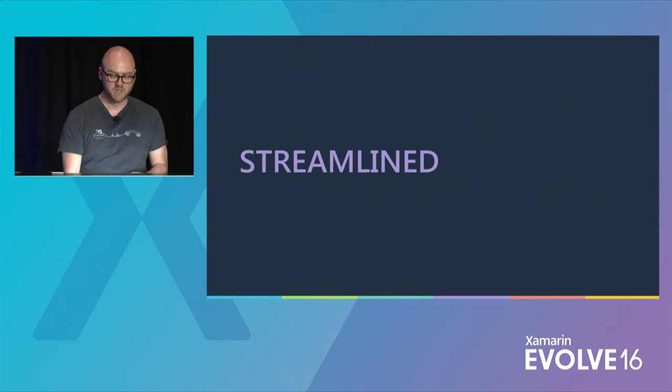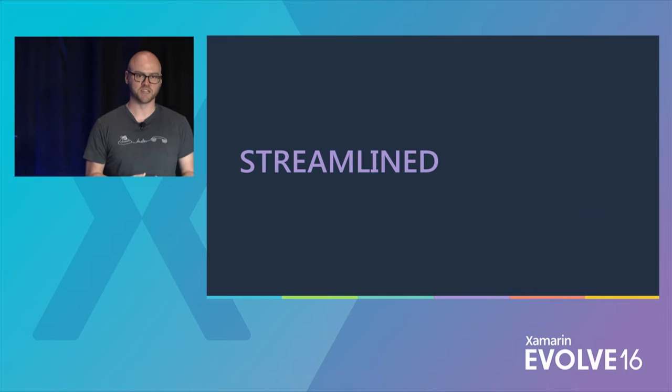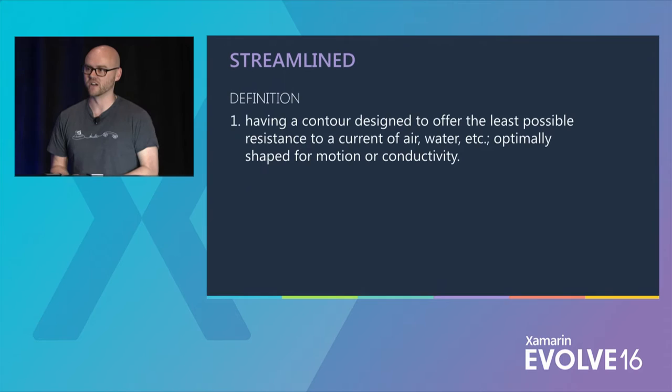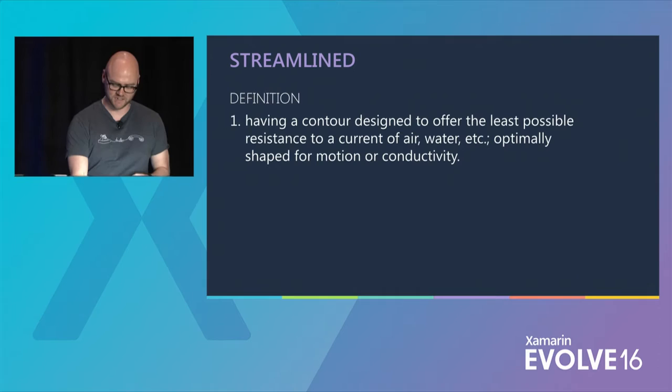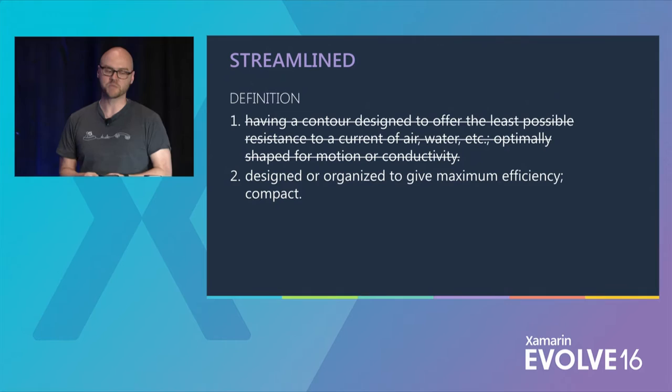The second term that I want to define is streamlined. Now, you might imagine with a word as sophisticated looking as streamlined, it has a lot of definitions. And the first one that I found doesn't really fit what we're talking about here. We're not talking about air and water. So let's get rid of that one. Designed or organized to give maximum efficiency or compact. This is what we're talking about.